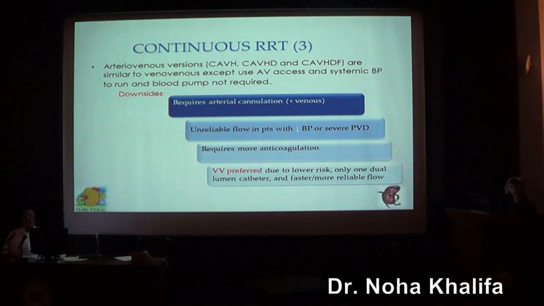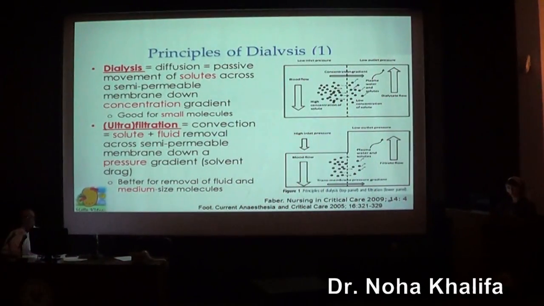So in this case, we prefer the veno-venous to the arterial-venous because there's a lower risk, and you have only one dual lumen catheter, and the flow is more reliable.